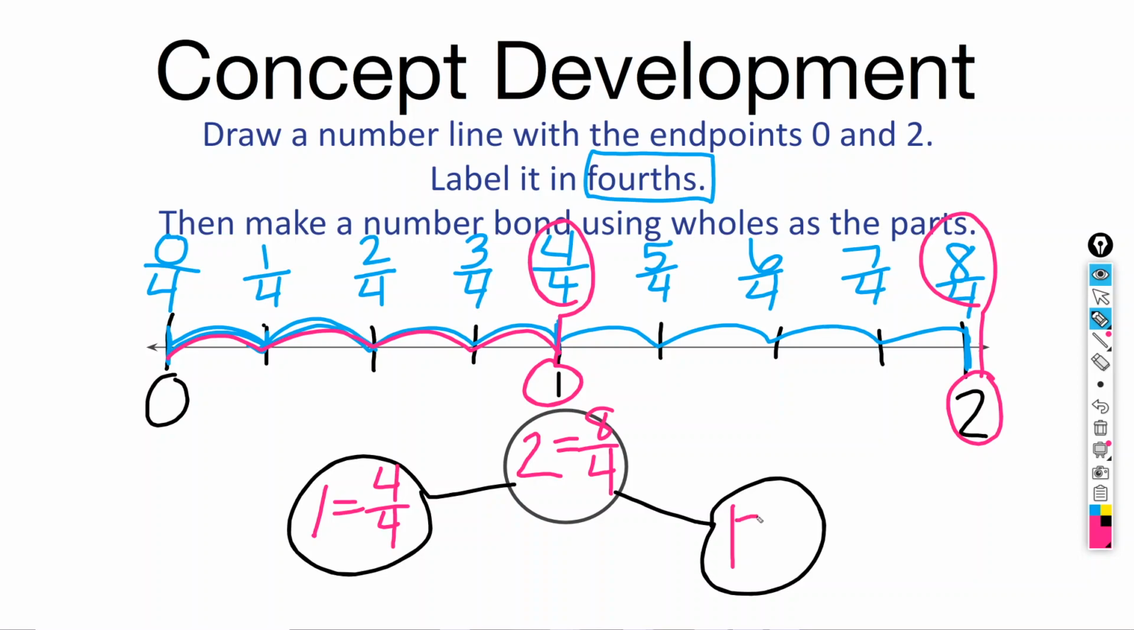Now this piece also represents 1 whole, but we can't put 8/4 because that's what we have total. So we need to figure out how much in between this 1 whole and 2. And that would be 1, 2, 3, 4. 4/4. So each of those pieces is 1 whole or 4/4. And when you put them together, you get 2 wholes, which is the same as 8/4. So essentially what we've done is we broke down our number line, and then we put it into a number bond form with each whole also representing a fraction.